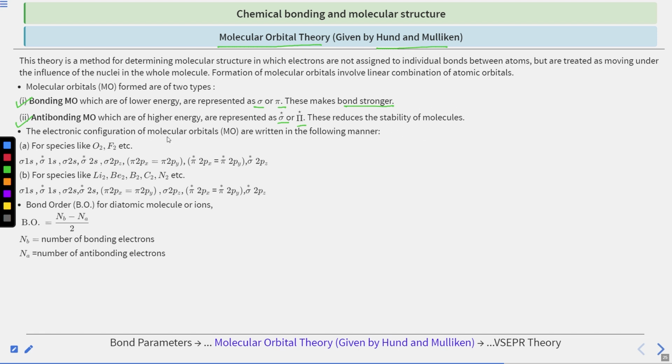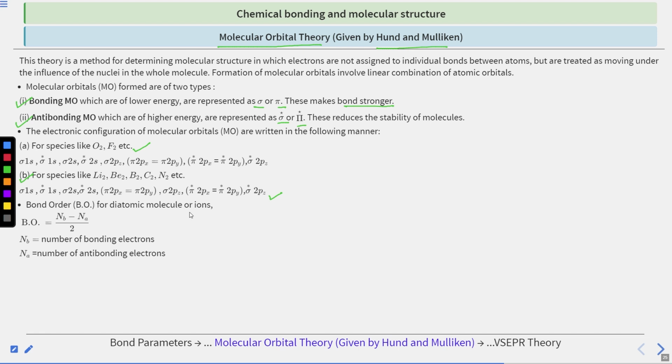The electronic configuration of molecular orbitals is written in the following manner. For species like O2 and F2, this is the way through which we write the electronic configuration of the molecules. And for species like Li2, Be2, B2, C2, N2, etc., this is the proper process by which we write the electronic configuration of the molecules.